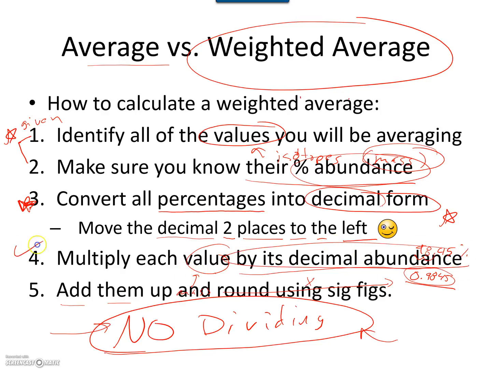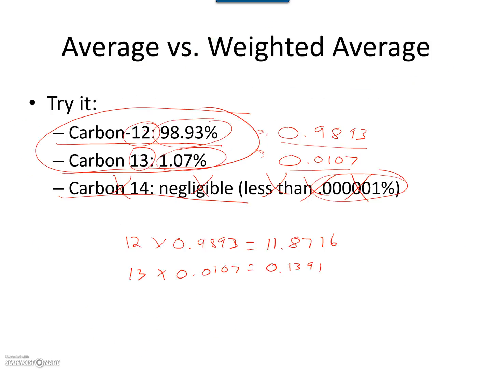So now I've done my step 4, which was to multiply each value by its decimal abundance. Now I'm just going to add. No dividing. I'm going to take 11.8716 and 0.1391 and add those two values together. So I go back to my calculator, and what I get is 12.0107 when I add those together. And that would be AMU, by the way, for atomic mass units.